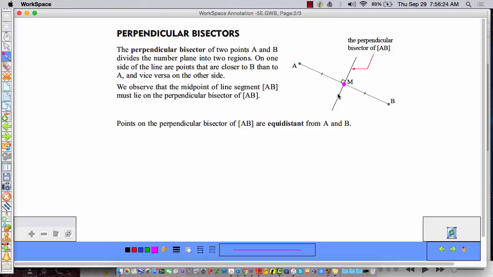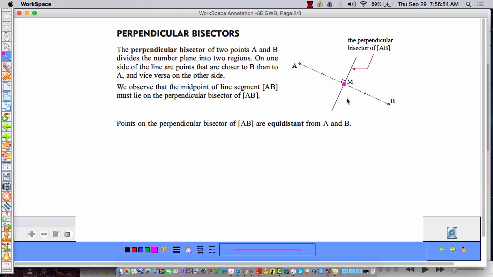Those lengths are the same, so that makes M the midpoint. And this line is perpendicular to that segment, which makes it the perpendicular bisector. Now, any line that goes through the midpoint is a bisector, but a perpendicular bisector forms a 90 degree angle with the segment or line that it is bisecting.